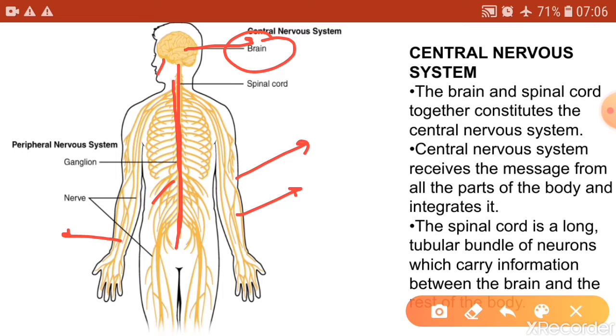We can say that the spinal cord is the connecting link between the different parts of the body and the brain. Sensory information from different parts of the body is first brought to the spinal cord, and from the spinal cord it is taken to the brain. The decision is taken in the brain through interpretation and analysis. Once a response is generated, it is taken first to the spinal cord, and then through the motor neurons to different parts of the body, right?